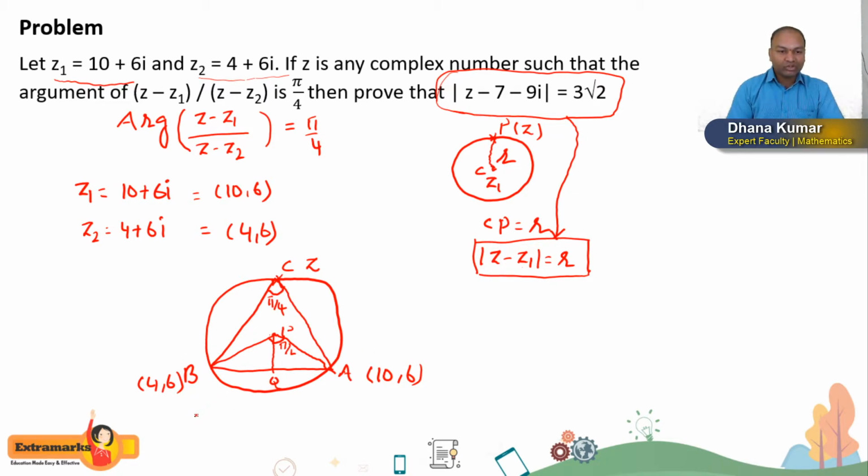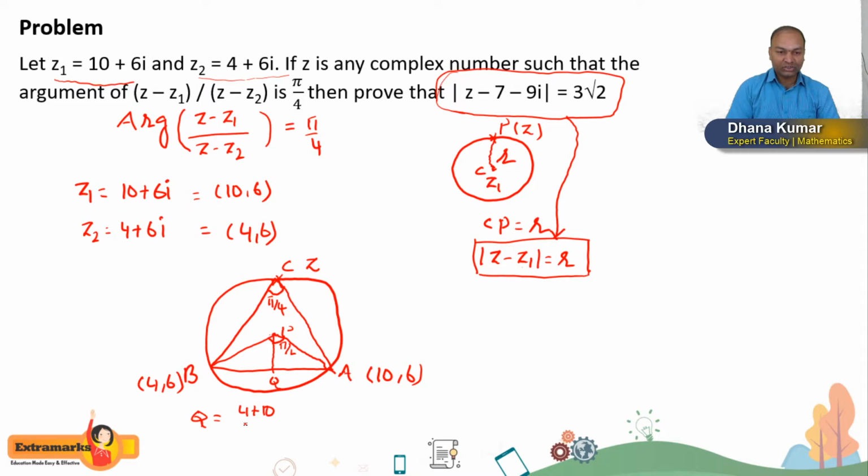So, observe this one, Q point I am calculating. Q is equal to the midpoint formula. The midpoint formula is what? X1 plus X2 by 2. So that is 4 plus 10.